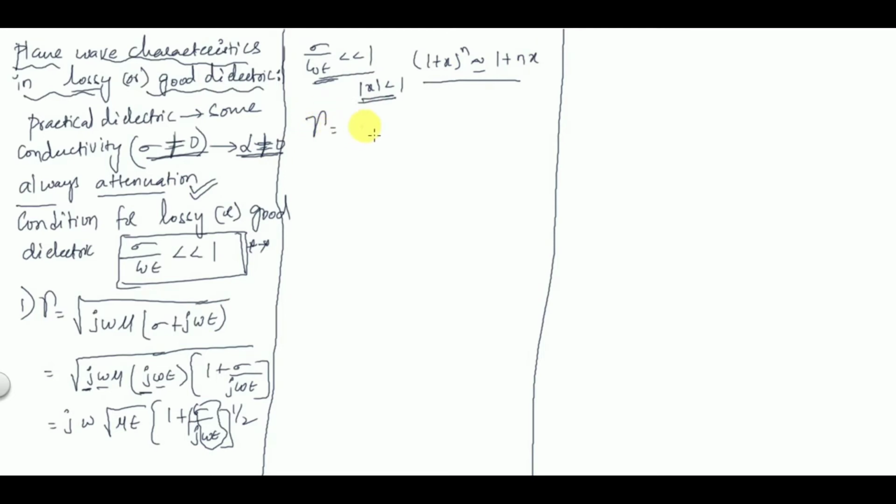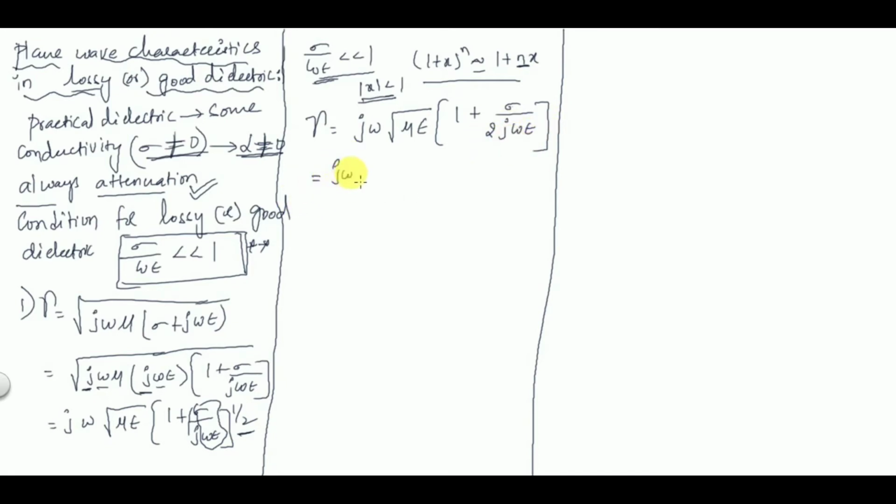So therefore gamma can be written as j omega into root of mu epsilon into 1 plus nx, that is, sigma by 2 j omega epsilon. Here n is 1 by 2, in the place of the power n it is 1 by 2. So 1 plus 1 by 2 into sigma by j omega epsilon, you can write like this.